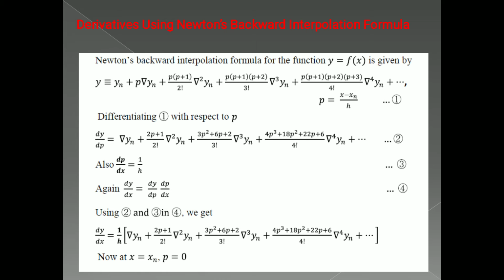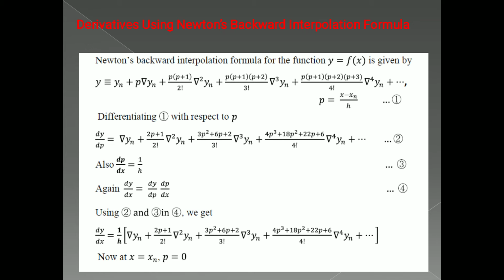After differentiating the equation with respect to p, we get equation number 2, and when we differentiate p with respect to x, we get the value 1 upon h. So if we have to take the derivative of y with respect to x, dy by dx is given by dy by dp into dp by dx. Take the value of dy by dp from equation number 2 and the value of dp by dx from equation number 3. After substituting these two values in equation number 4, we get the value of dy by dx.